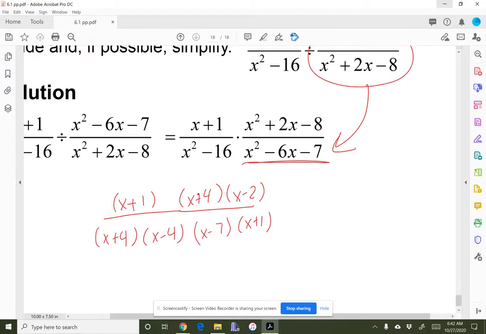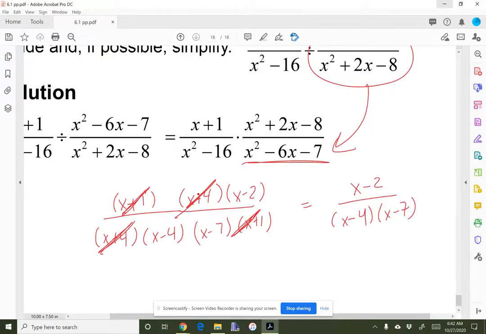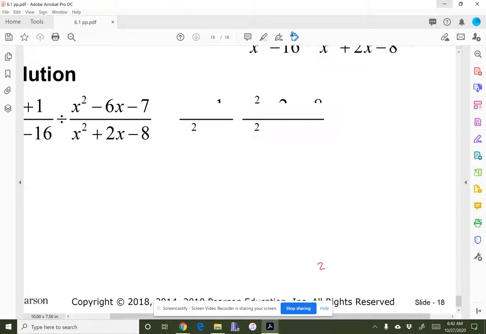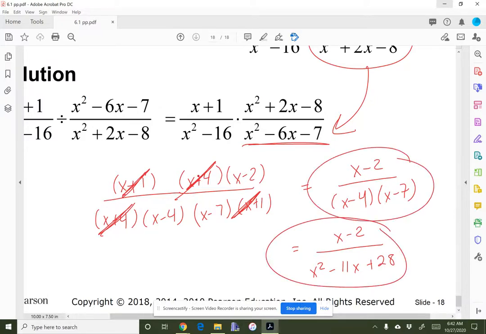Okay, now that everything's factored and it's all written as a product, I get to go to town and start canceling everything. So the x plus 1s cancel, the x plus 4s cancel, and so my answer is x minus 2, and then on bottom it's x minus 4, x minus 7, which is a great answer. But maybe the answer they're looking for would be keep the top and then expand the bottom to x squared minus 11x plus 28. Both equally great answers.